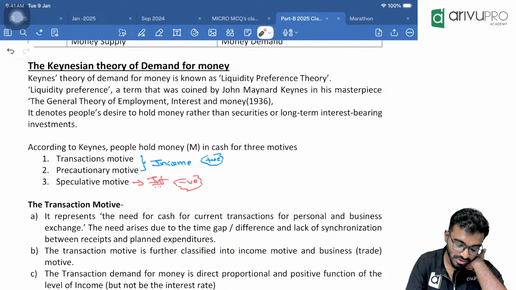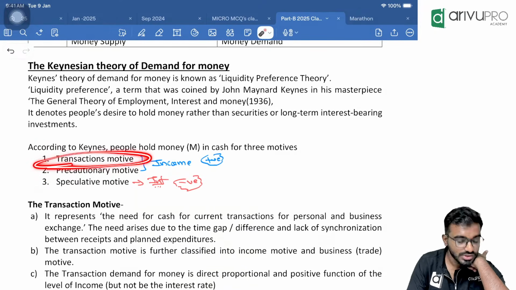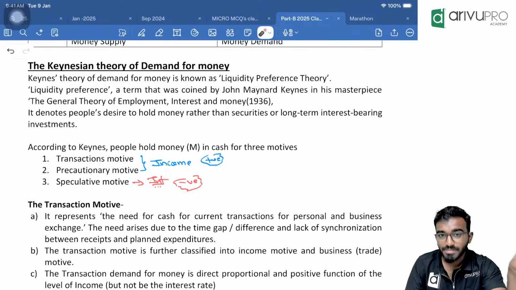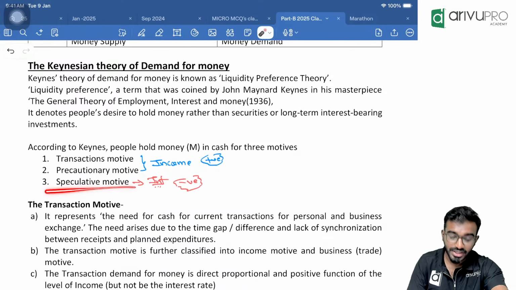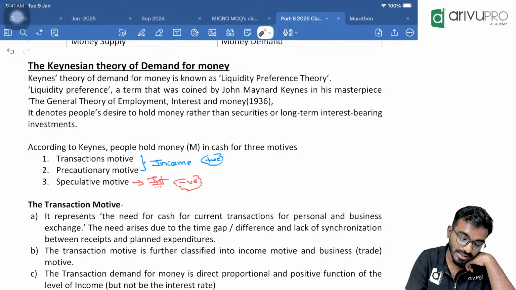And money is used for a transaction, precautionary and speculation. Transaction means to buy goods and services. Precautionary, to keep aside for some emergencies. Speculative, for the investment purpose. So for investment purpose, interest rate is the main determinant factor.